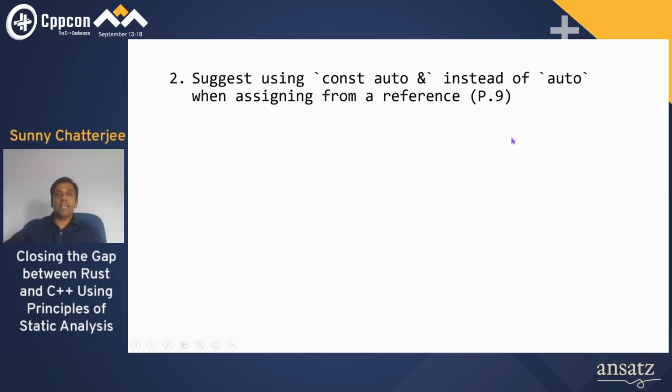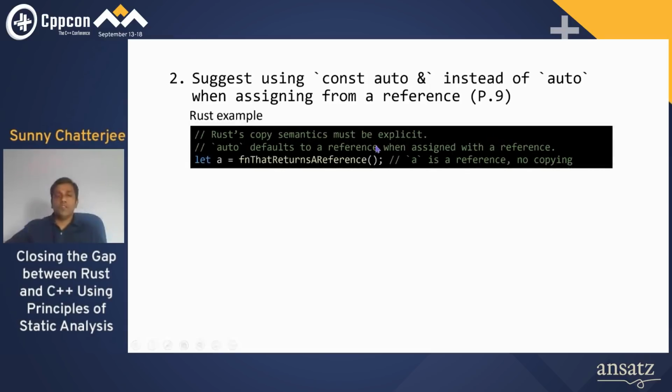So the next tool we looked at was suggesting using const auto reference instead of auto when assigning from a reference. Let's look at an example. Rust copy semantics are explicit. So if you have a function that returns a reference, and you assign that to a variable A, then the type of that variable is a reference and no copy happens in Rust.